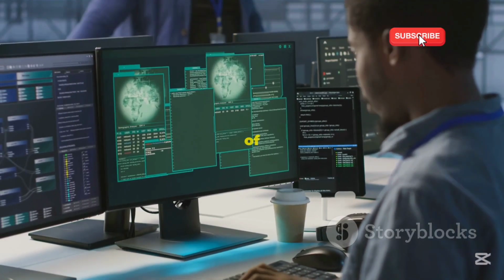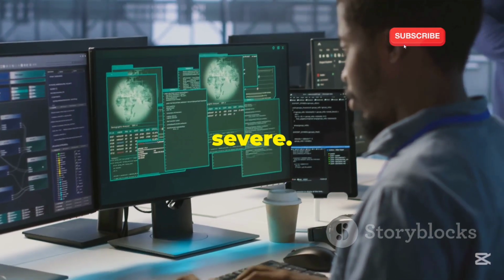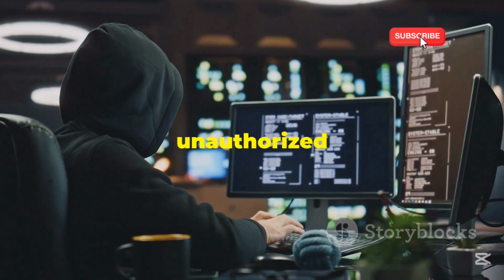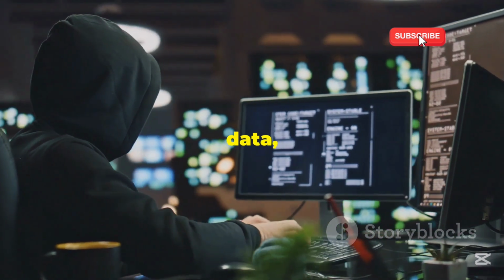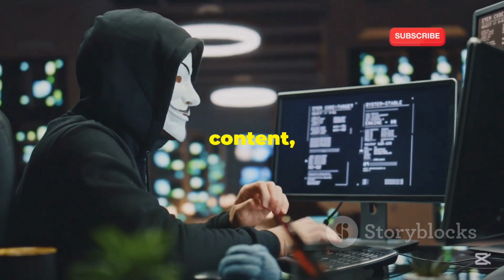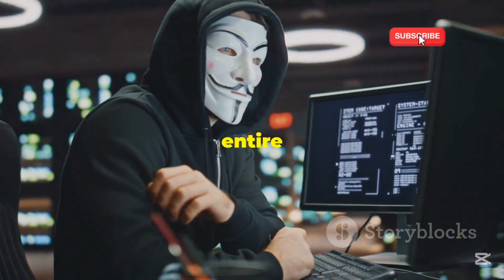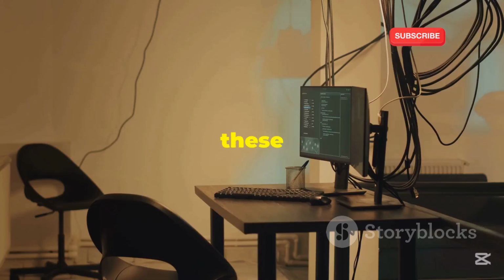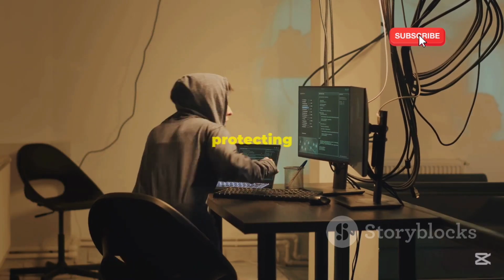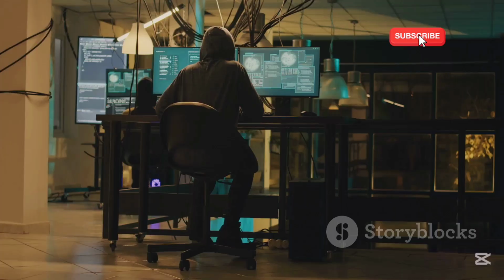The consequences of LFI vulnerabilities can be severe. Attackers can gain unauthorized access to critical data, modify website content, or even take control of the entire web server. Understanding how these attacks work is the first step towards protecting our digital assets.